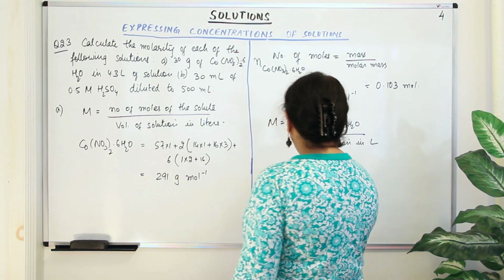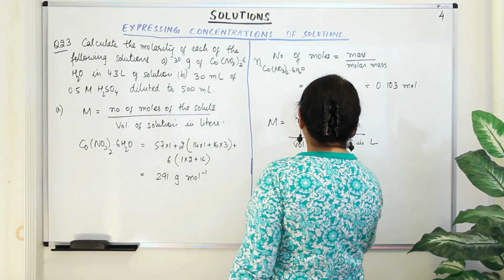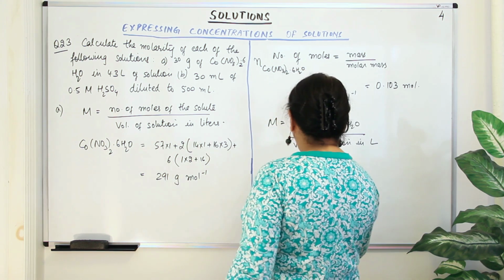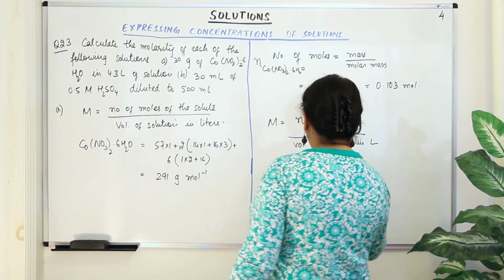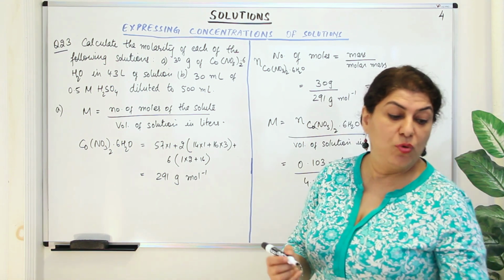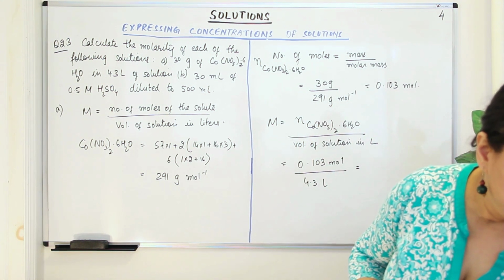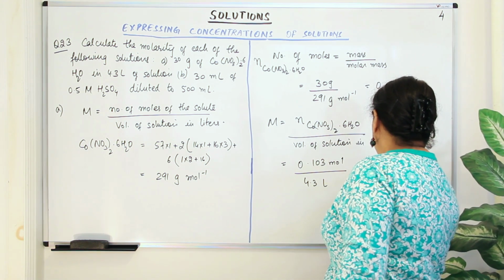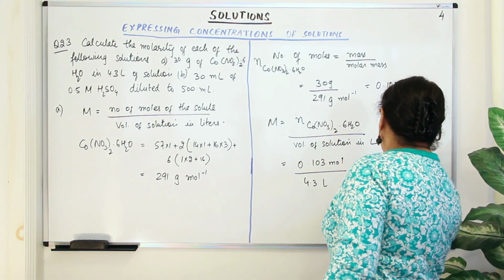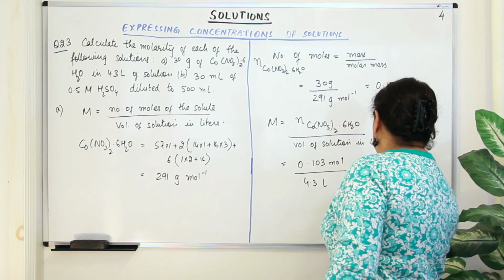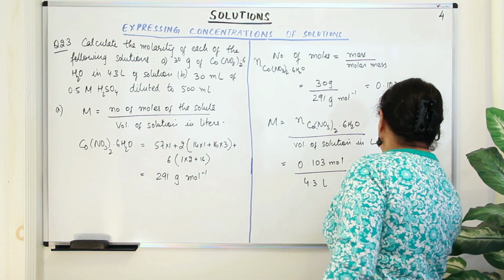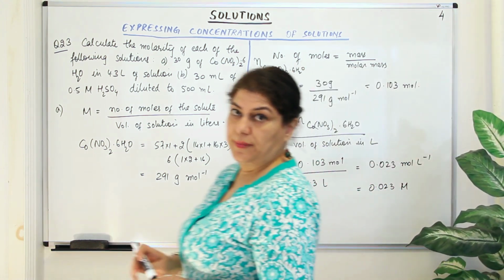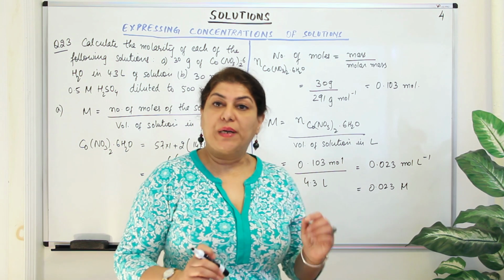The number of moles that we calculated, 0.103 moles, and the volume is how much? 4.3 liters. So when you solve this, you'll get the answer in moles per liter, which is molarity. So you get 0.023 moles per liter, which is also equal to 0.023 M, capital M, which is for molarity, which means moles per liter, right? Let us now come to part 2.